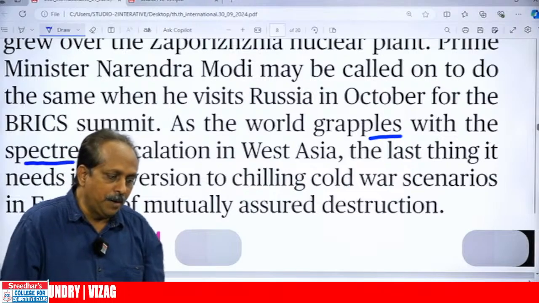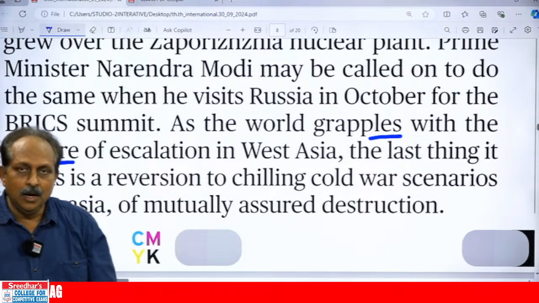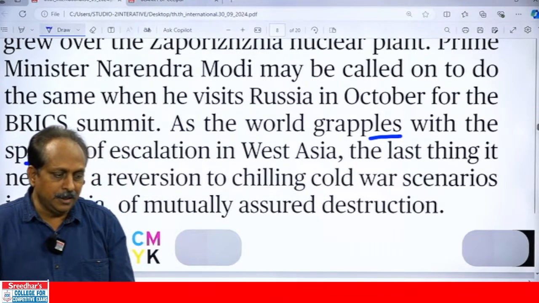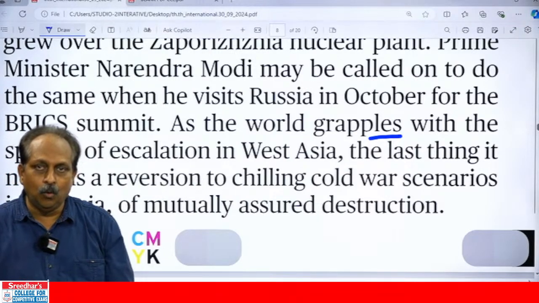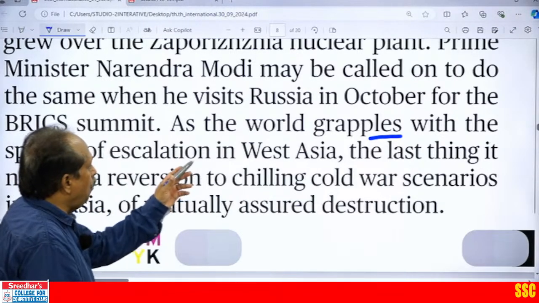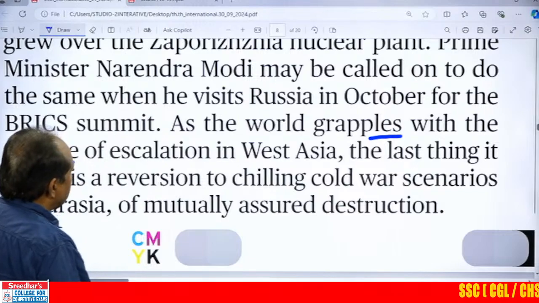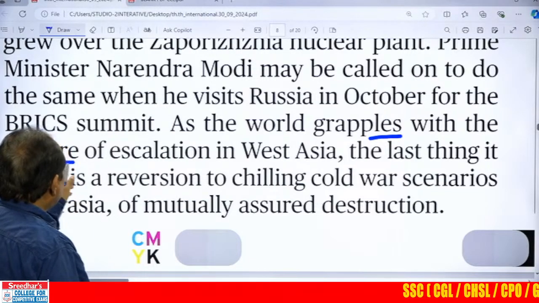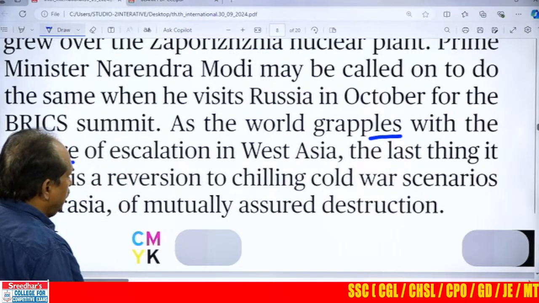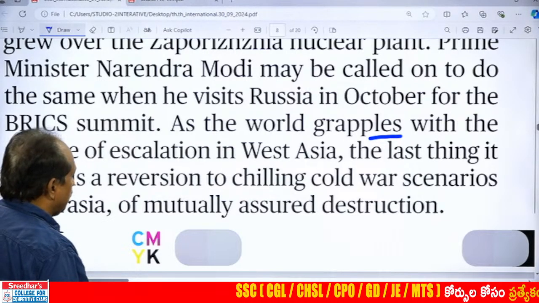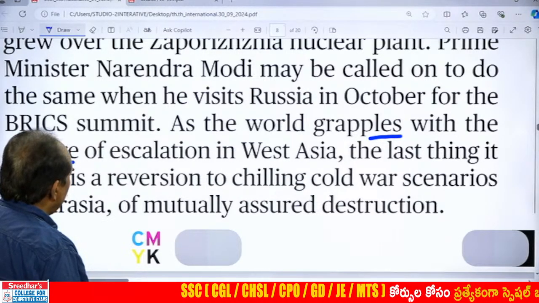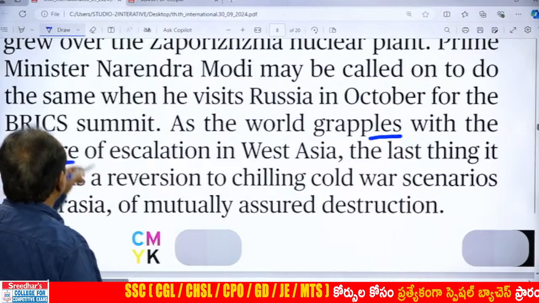Spectre has two different meanings. One meaning, spectre means ghost. But spectre in this context means a threat of the nuclear war. As the world grapples with the spectre of escalation in West Asia, the threat of the escalation in West Asia, the last thing it needs is a reversion to chilling Cold War scenarios in Eurasia of mutually assured destruction.